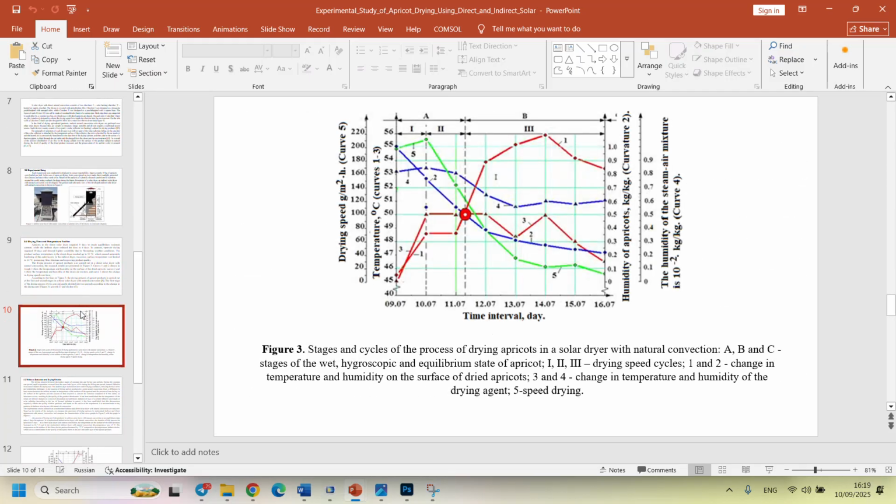The stage cycle of the process of drying apricots in a solar dryer with natural convection is given in figure 3. A, B, and C are the wet, hygroscopic and equilibrium stages of the apricot. 1, 2, 3 are the drying speed of the cycle. 1 and 2 are the change in temperature and humidity on the surface of the dried apricot. 3 and 4 are the change in temperature and humidity of the drying agent. 5 is the speed of the drying.